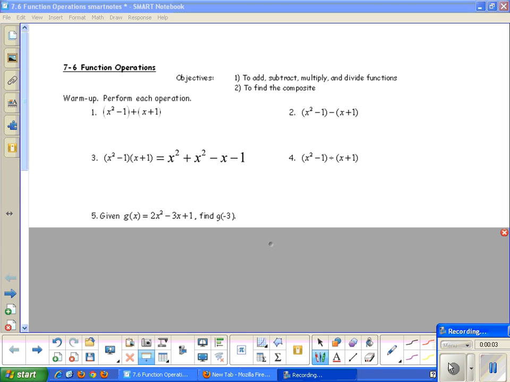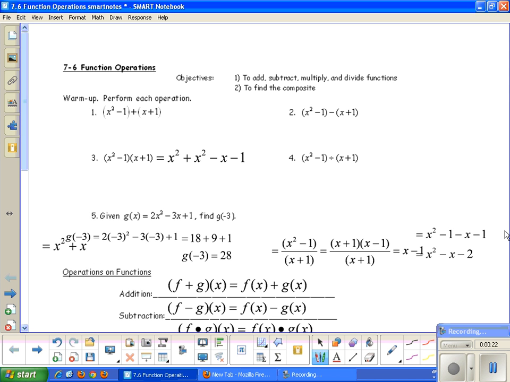Section 7.6, Function Operations. Our objectives are to add, subtract, multiply, and divide functions, and define the composite of functions. Now, these first 5 are just problems we've done before, so you should pause the video and then unpause it and we'll talk about the answers.